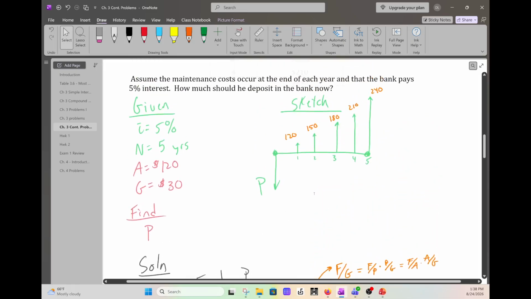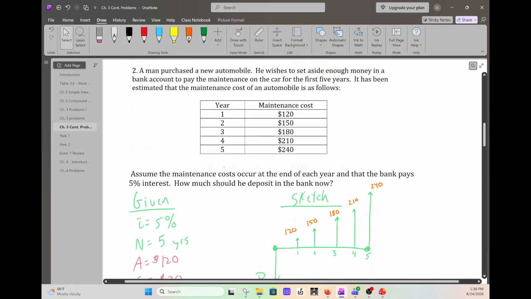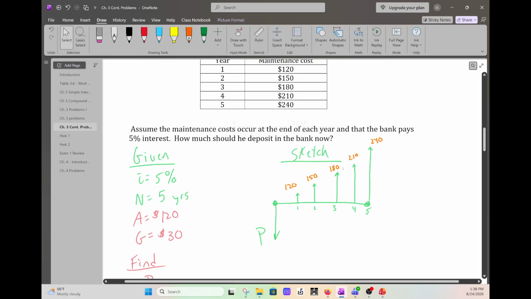So again, find P given an A and a G term. Now, you don't have to do it that way if you don't like G. You could, these are all what we call future values, right? 120, 150, 180, 210. And you can bring each one of those back to the present value. So these would be future, so find P given F, but you'd have 1, 2, 3, 4, 5 terms. This G is just like a shortcut.